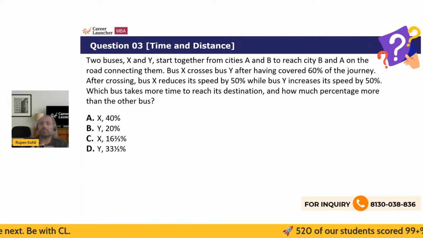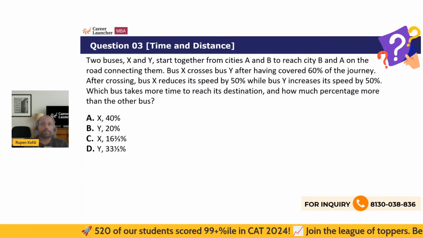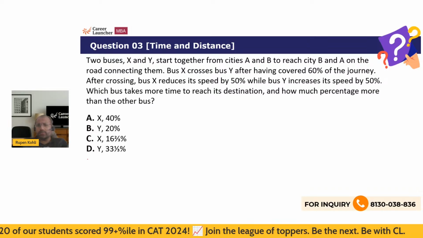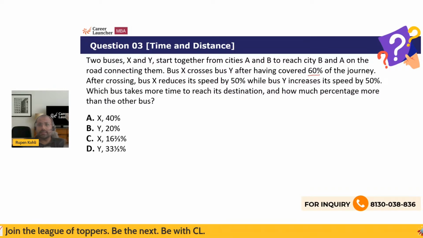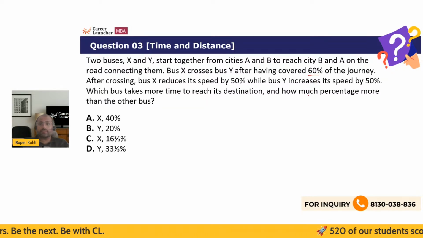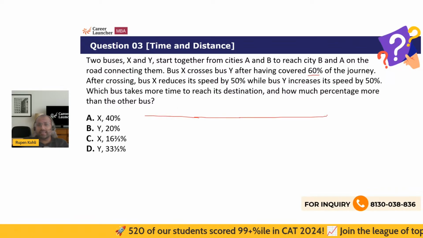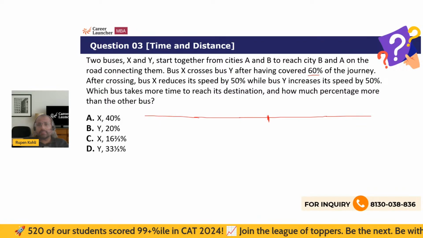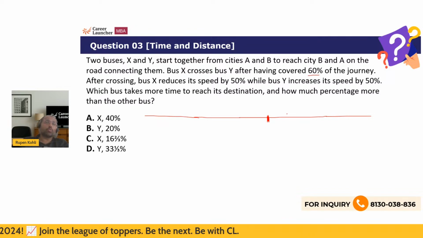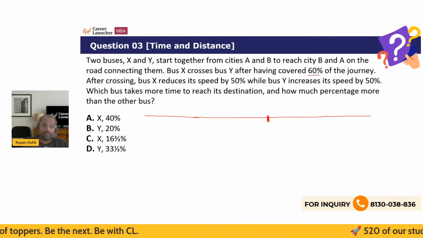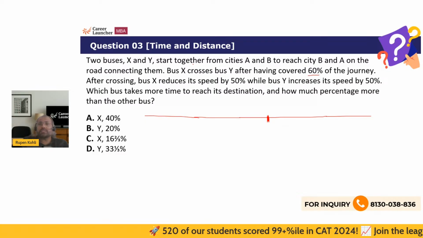Distance is not given, speed is not given. Everything is percentage-based information, right? So therefore we can assign any suitable values. The first information in front of us is the 60%, that bus X crosses bus Y after having covered 60%. What does that mean? It means that bus X has covered 60%, bus Y has covered 40%. So 60 is to 40, their speeds are in the ratio of 3 is to 2 because they started together. Clearly written over here, they start together. So whenever two objects start together, they are going to run for the same amount of time.